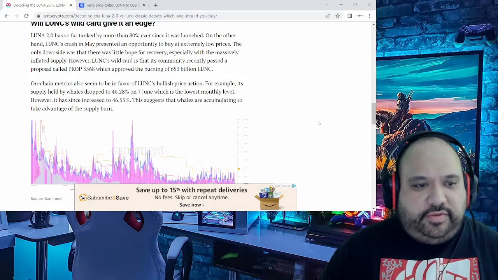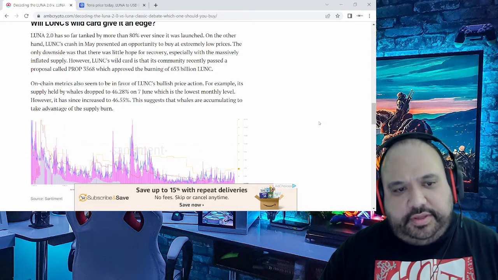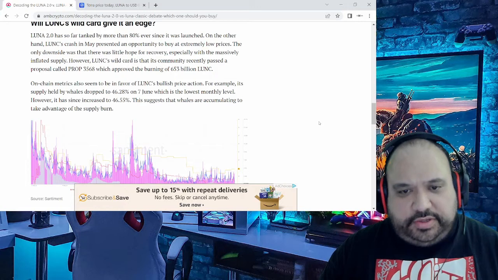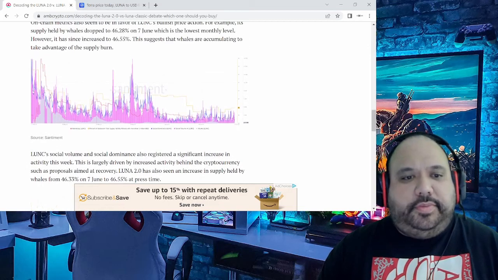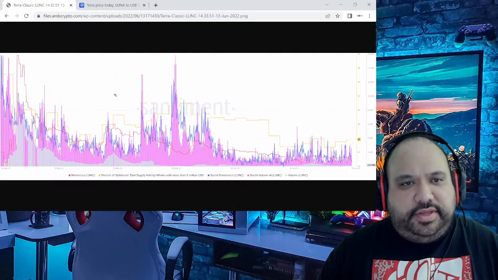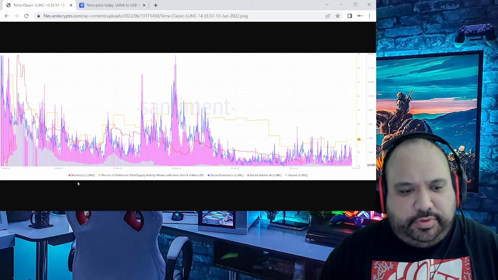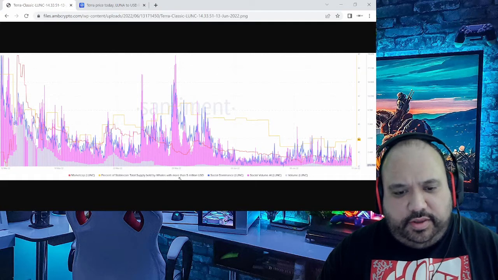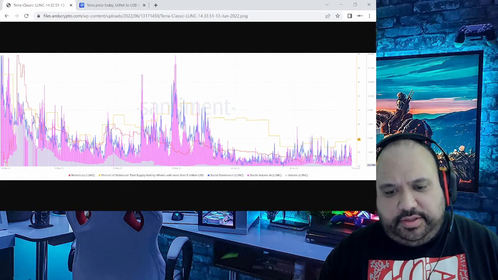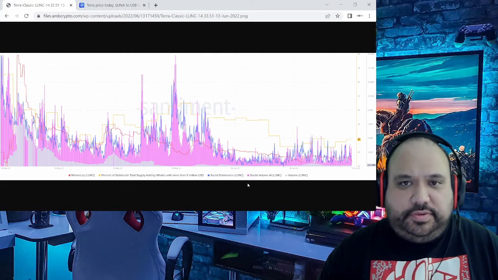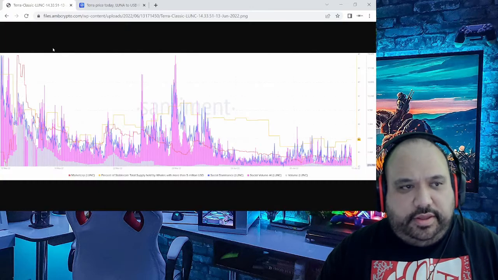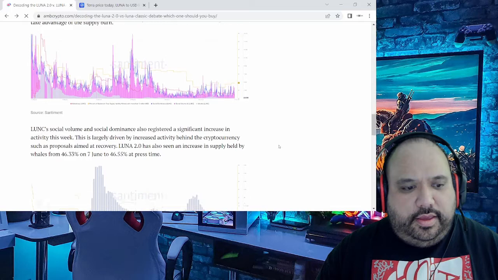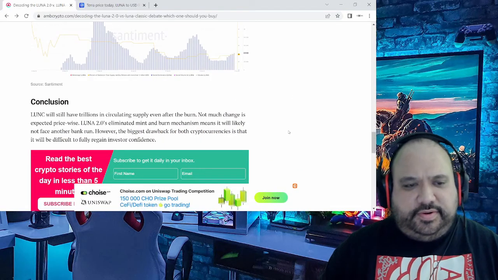And then it goes on to mention how it has since increased to 46.55%, which suggests that whales are accumulating quite a bit to take advantage of the supply burn. So there's a little breakdown right here if you want to take a look. I'm actually just blowing it up for you. For instance, you see in the yellow the percent of stable coin total supply held by whales with more than 5 million USD. And then the blue area is the social dominance, which was Luna Classic. It gives you a whole breakdown in regards to all that. I'm actually going to go back, and yeah, that's pretty much it.